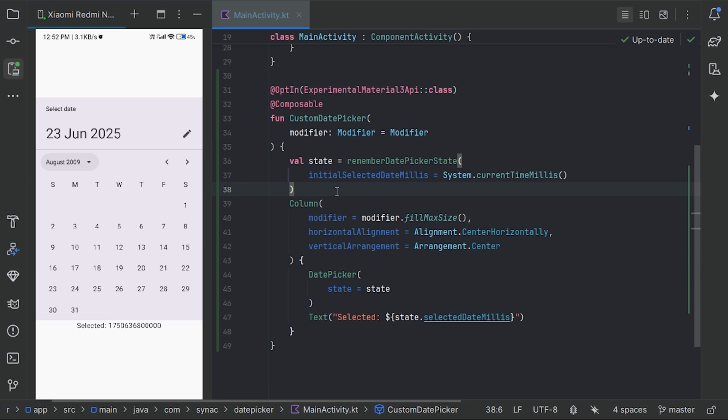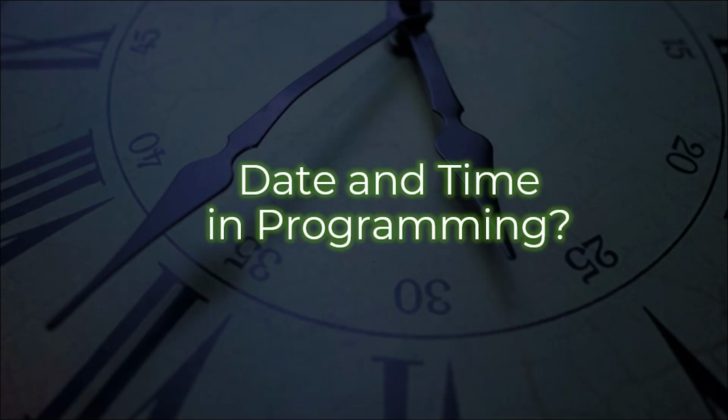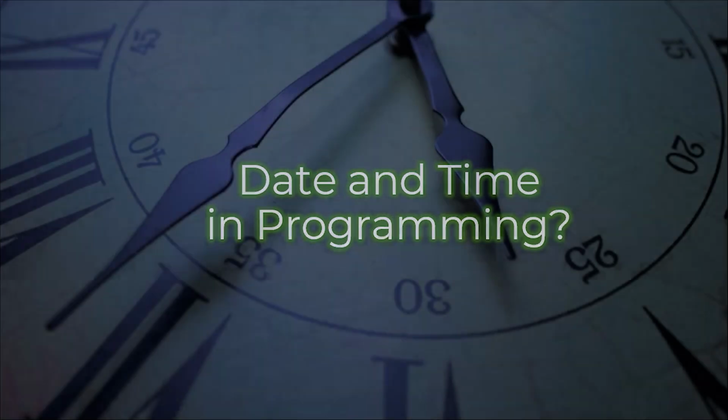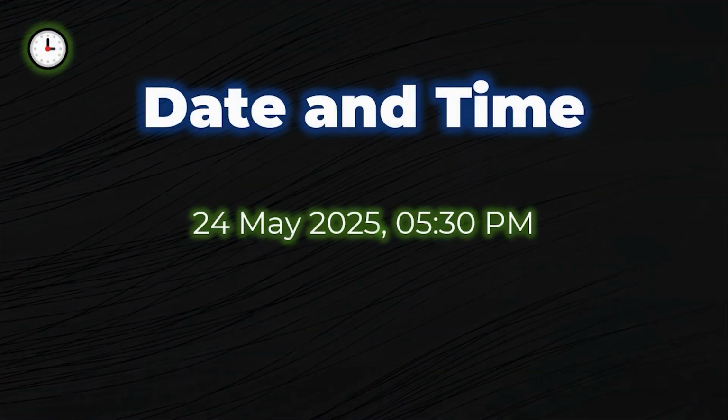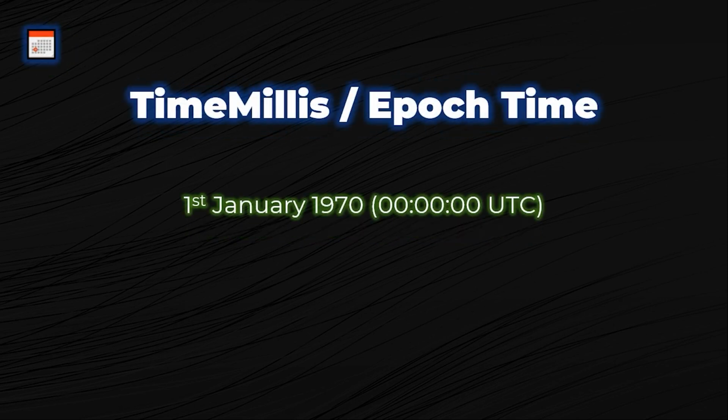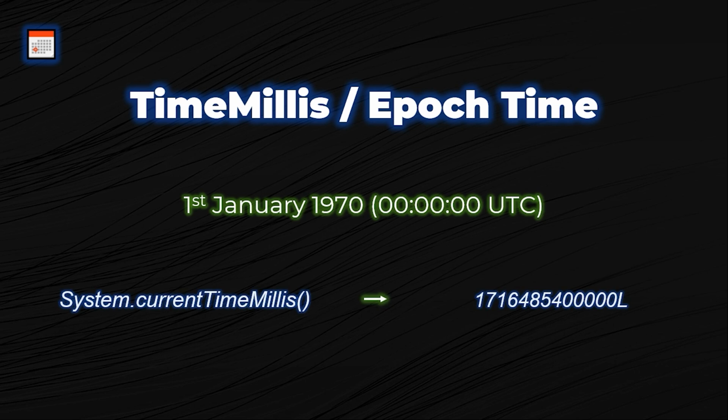Next, before customizing this date picker any further, let's have an understanding of some terminology related to date time. In real life, we talk about time like 24 May 2025, 5:30 p.m. But in programming, we need to represent this using numbers so that computers can understand and calculate with it. First we have time millis or epoch time. It's the number of milliseconds that have passed since 1st January 1970. For example, if we call this code, it will return a value like this, which means a particular date at a particular time. And this is how computers store time internally as a long number.